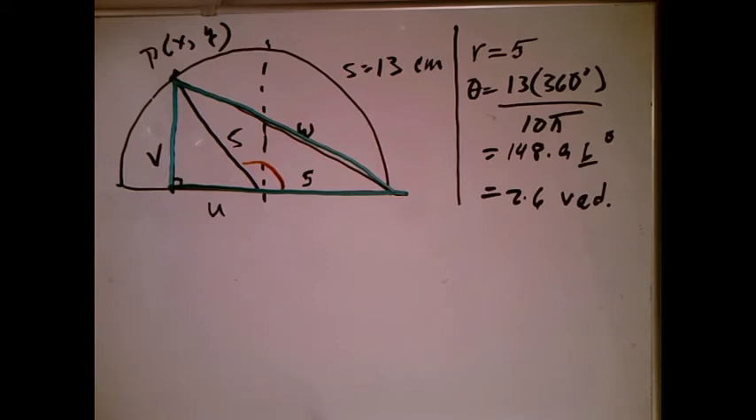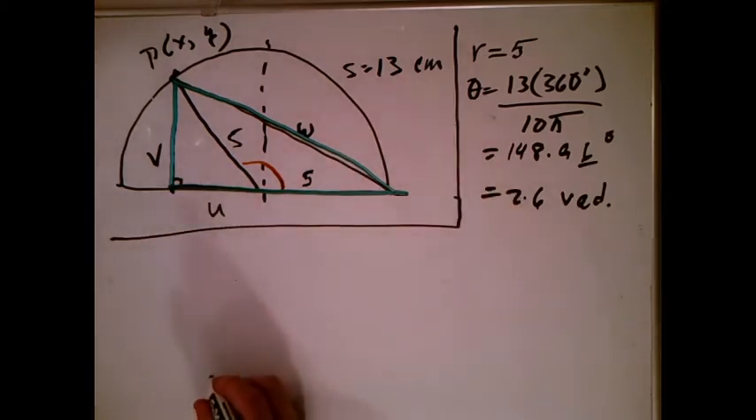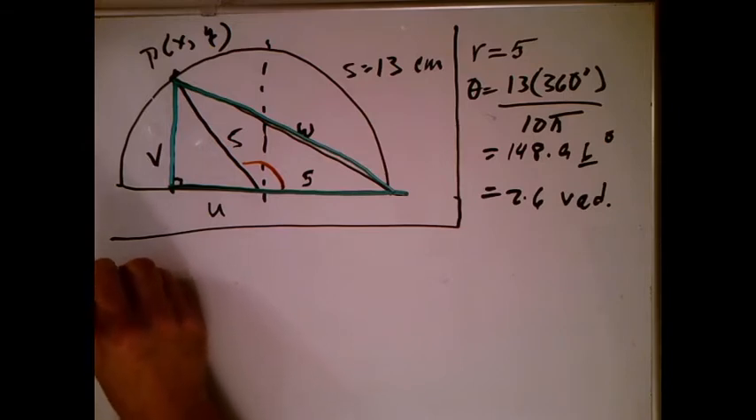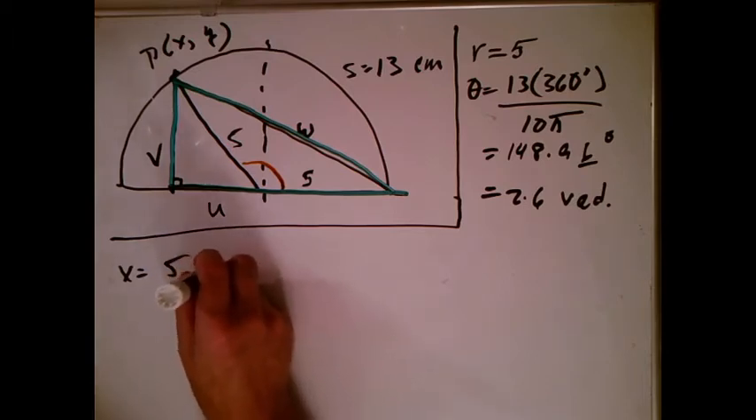You might ask why not find u and v, because those are actually a little bit harder. So this is what I'm going to do. I'm just going to stop right here and hope I can get away with this. I'm going to write down our formula for x. Our formula for x is r cosine theta. Well, r is 5. Cosine theta is cosine of 2.6 as long as I'm in radians.